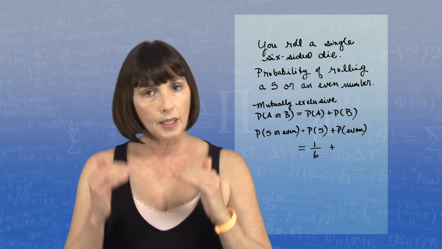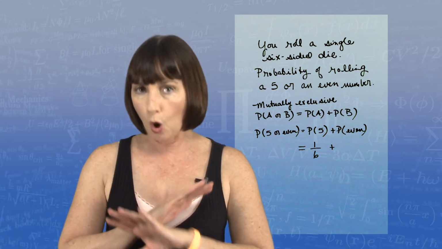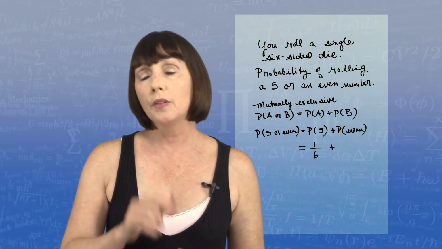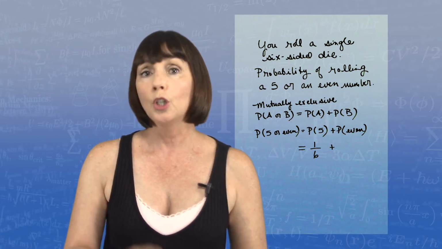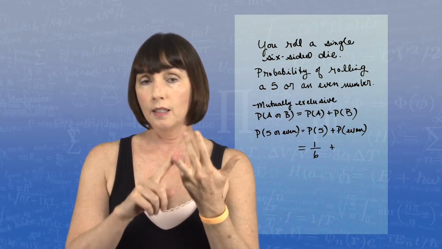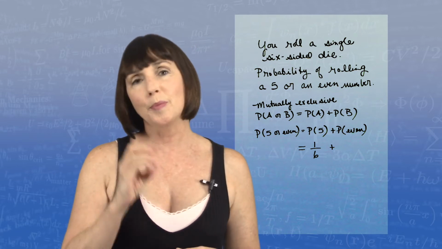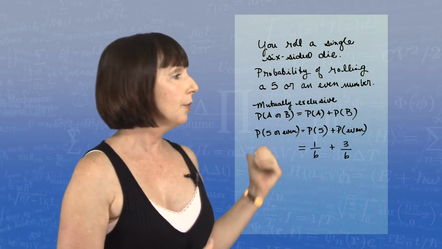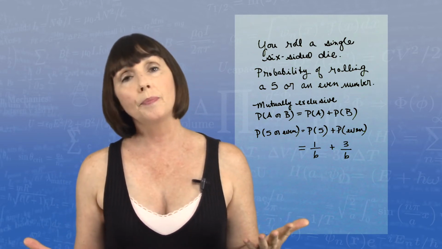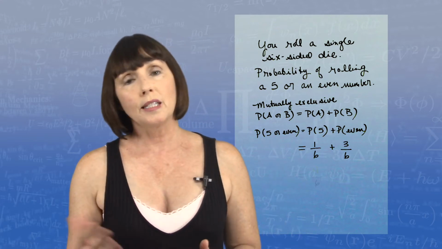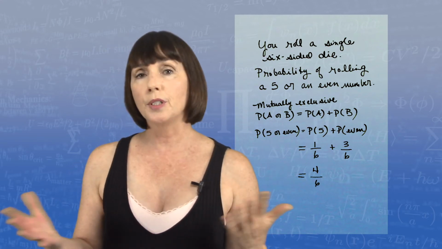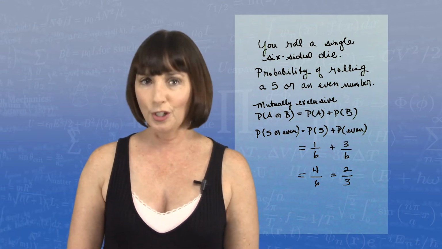All right, denominator is still 6. We have 6 total possible outcomes. How many of those outcomes are even? 2, 4, or 6. 3 of them. So the probability of rolling an even number is 3 over 6. And now I just add them up. 1/6 plus 3/6 is equal to 4 over 6, and I reduce that, and that is equal to 2/3.